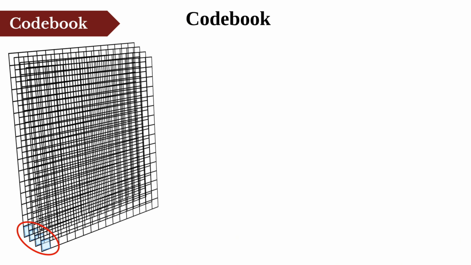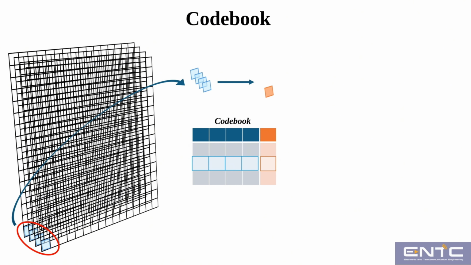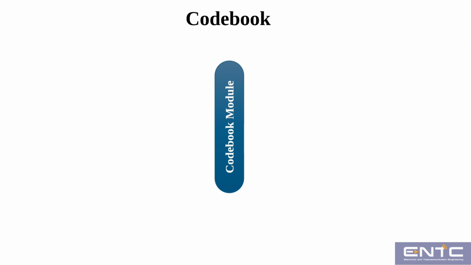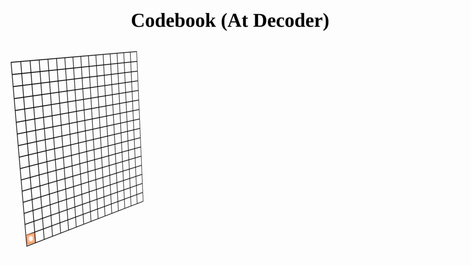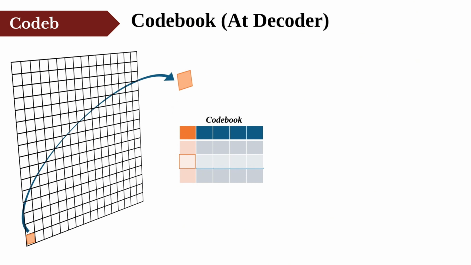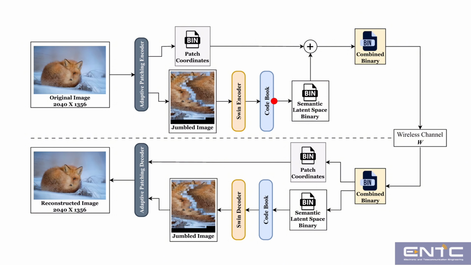Let's dive into codebook operations. The codebook maps each row of the vector to indices before transmission, which significantly reduces the dimensions of the transmitting vector. As you can see, when we use a 4D codebook, the dimensionality is reduced by a factor of 4. At the receiver, the same codebook is used to map the received indices back to the corresponding rows to reconstruct the semantic feature vector before decoding. The codebook module outputs the semantic latent space binary.